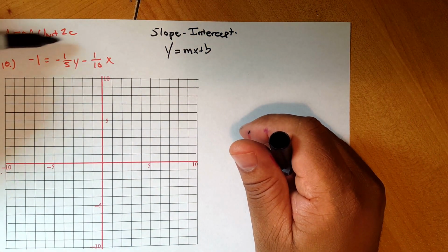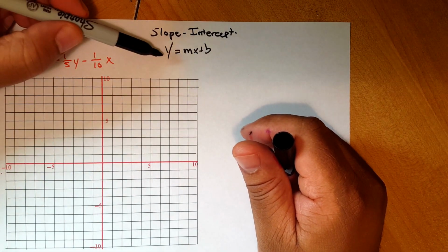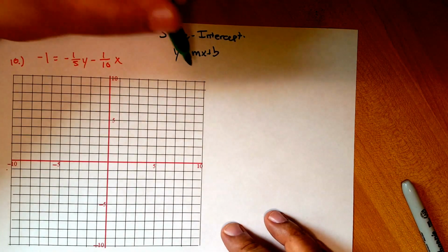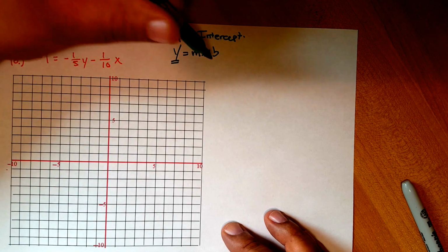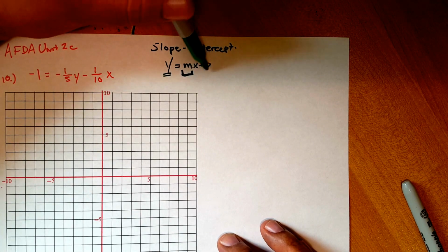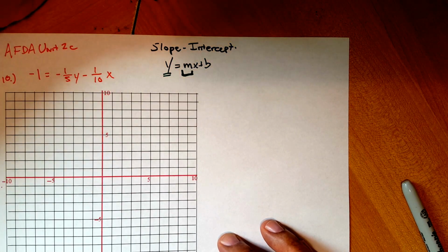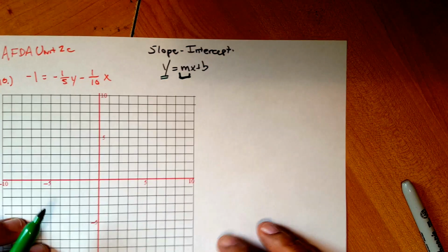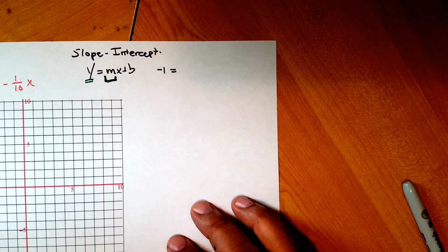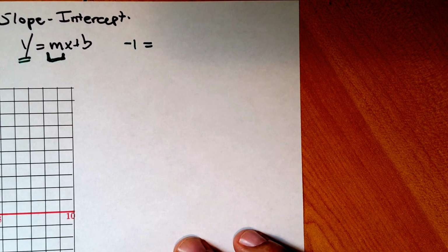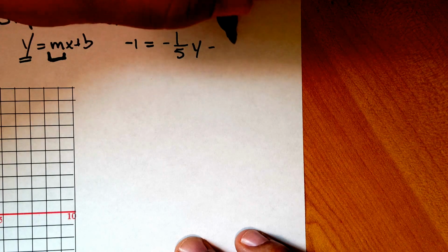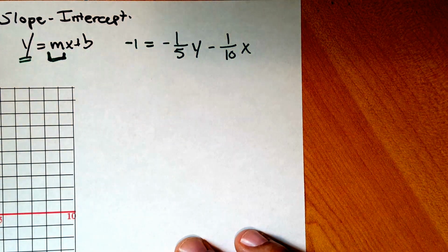So what we want to do is manipulate this equation right here to look like this. First, we're going to get y by itself, right? We're going to try to get some kind of singular number in front of our x, which is called the coefficient, and then some number all by its lonesome plus whatever. That'll be our y-intercept. Okay, so let's start off. We'll start with negative 1, equals negative 1/5 y minus 1/10 x. And let me zoom in just a little bit for you guys.